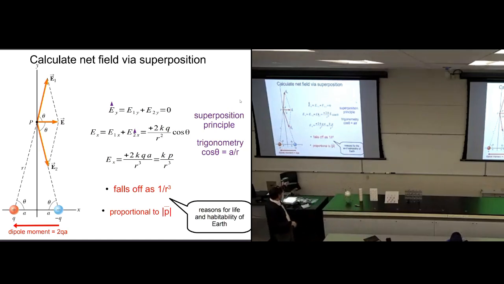So this is our answer upstairs here. This is the answer to the superposition of the two fields, of the two charges. This is the electric field of the arrangement of two charges that we call an electric dipole.